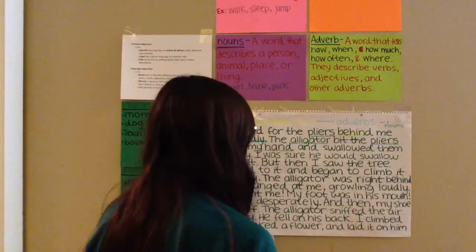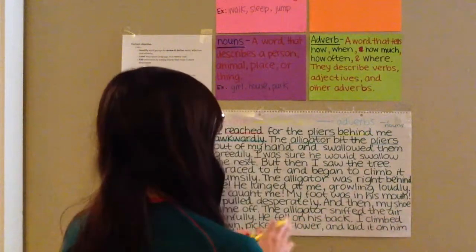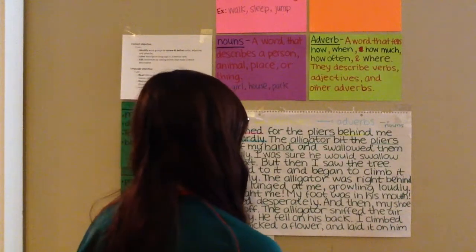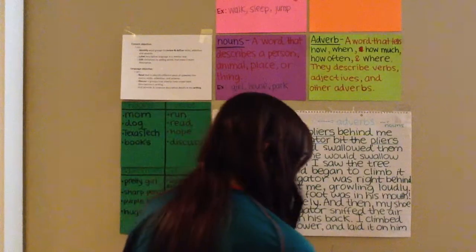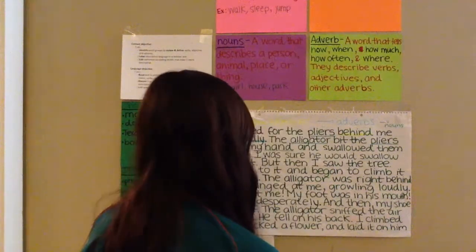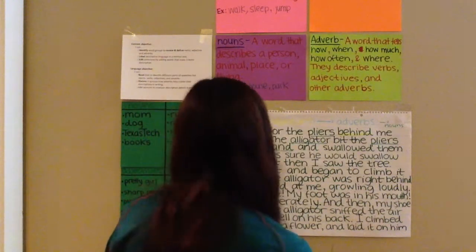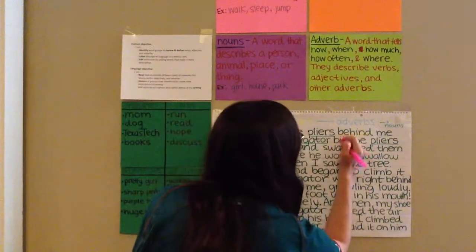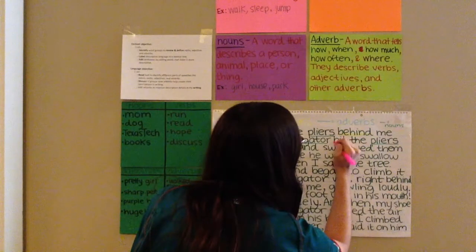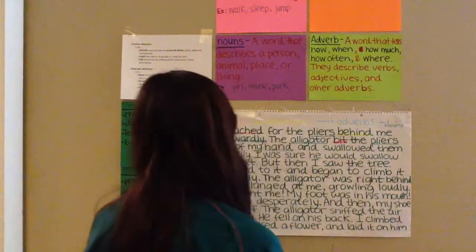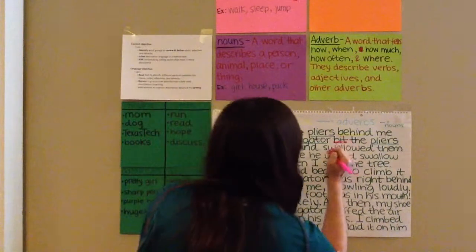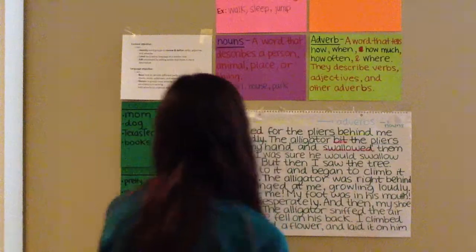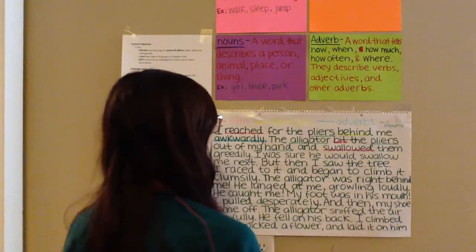Next, I'm going to go with my adjectives this time. And do you see any adjectives? No, there's no adjectives in this sentence. So let's go ahead and see, are there any verbs? Okay, so bit is telling me the action of what the alligator, the noun, is doing. Good. And swallowed, again, is telling me the action of what the alligator, our noun, is doing. And that is all the verbs in the sentence.